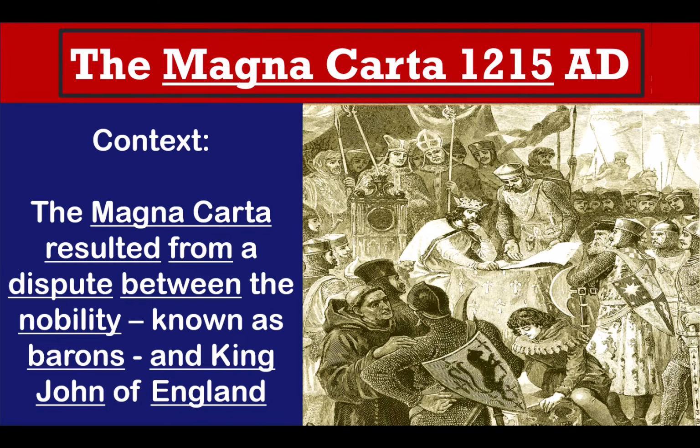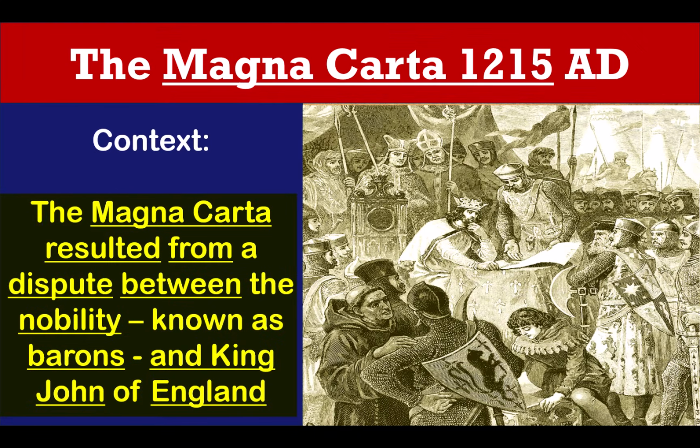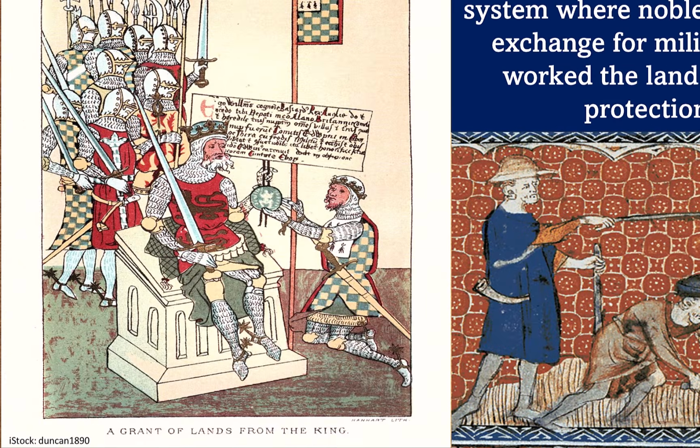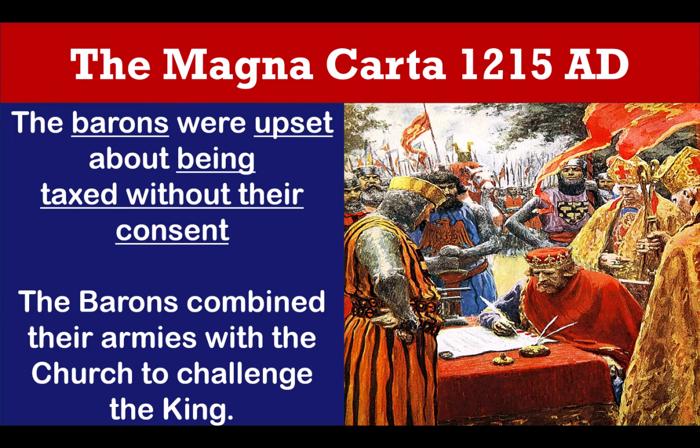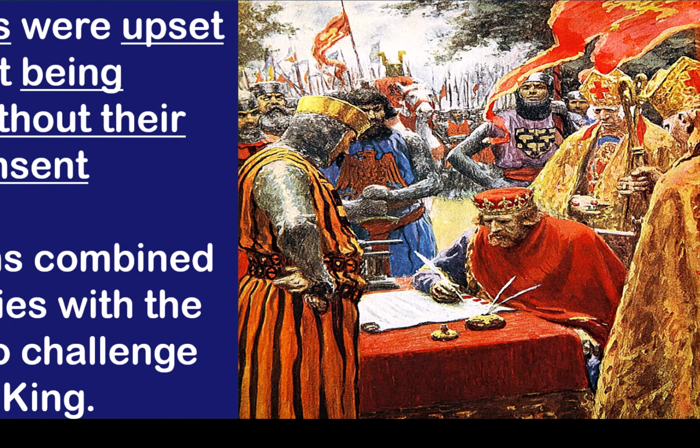The Magna Carta resulted from a dispute between King John of England and his nobles, known as barons. In those days, the king gave the barons land in return for their loyalty and to make money for the king and for themselves. King John kept launching wars against France, and the barons had to supply soldiers and money for the king's war efforts. In other words, the barons were being taxed without their consent. The barons combined their armies and forced the king to sign the Magna Carta, or the Great Charter.